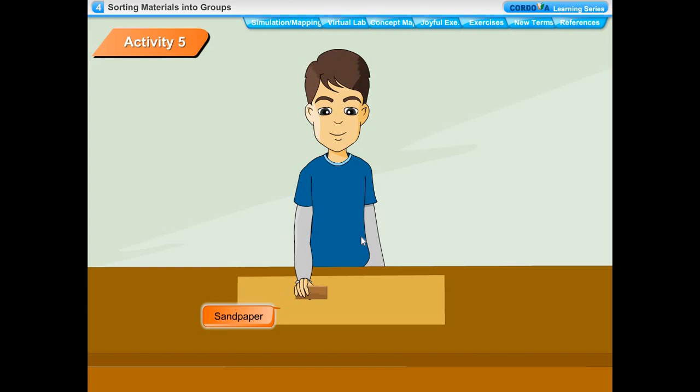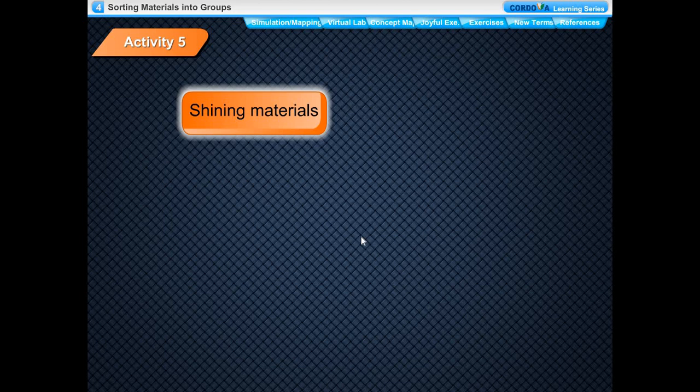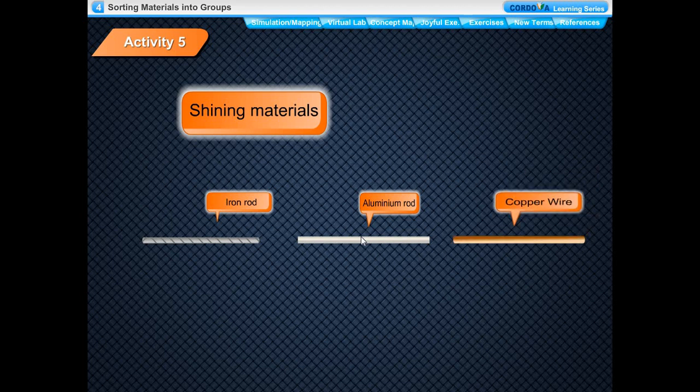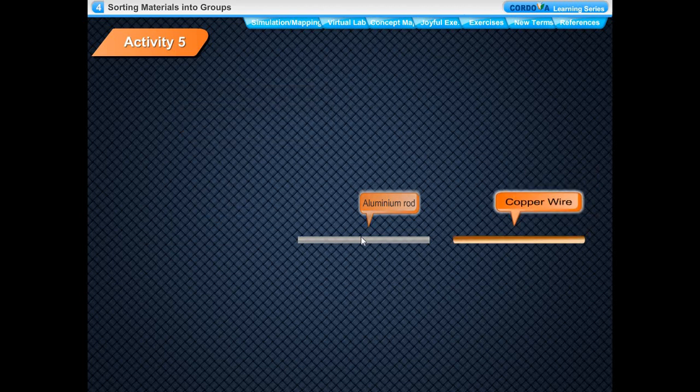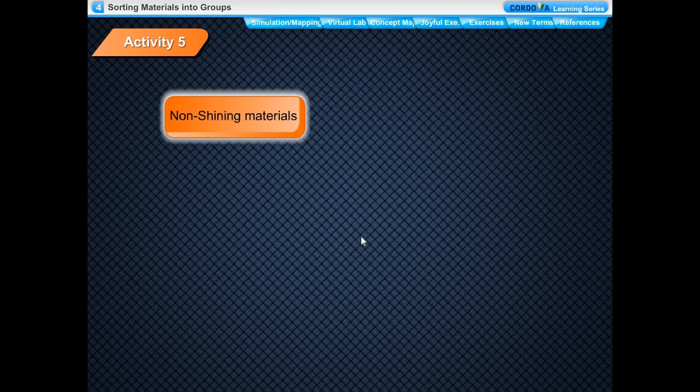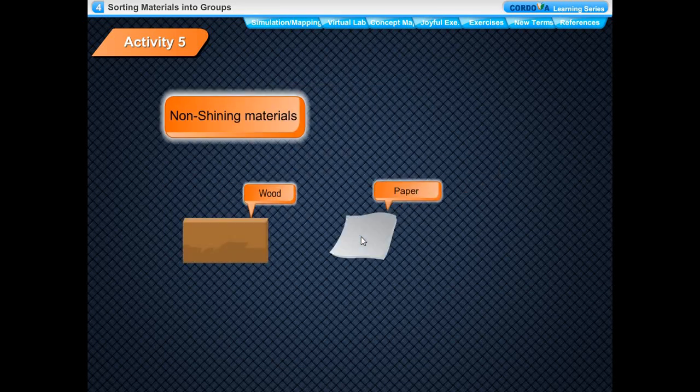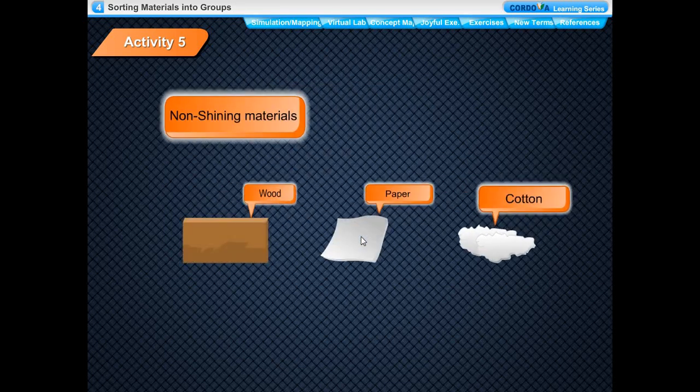Observe each material, whether shining or not shining. Separate the shining material from the non-shining material. Observation: the surfaces of materials like iron rod, aluminium and copper wire are shining. Surface of materials like wood piece, paper piece and cotton are not shining.